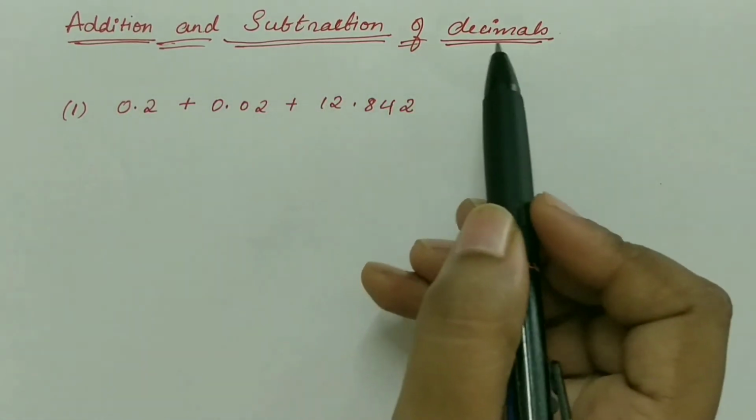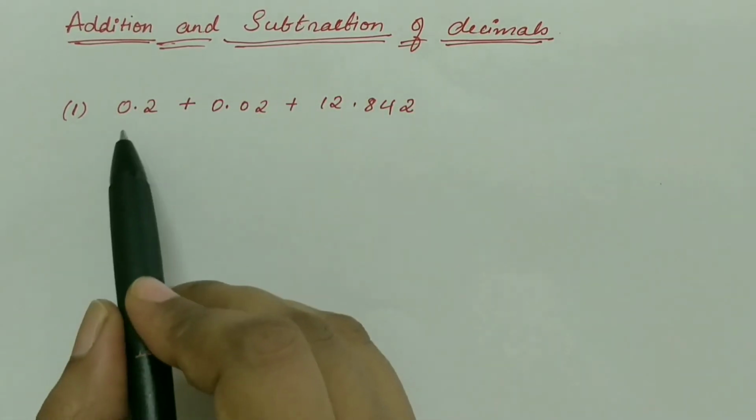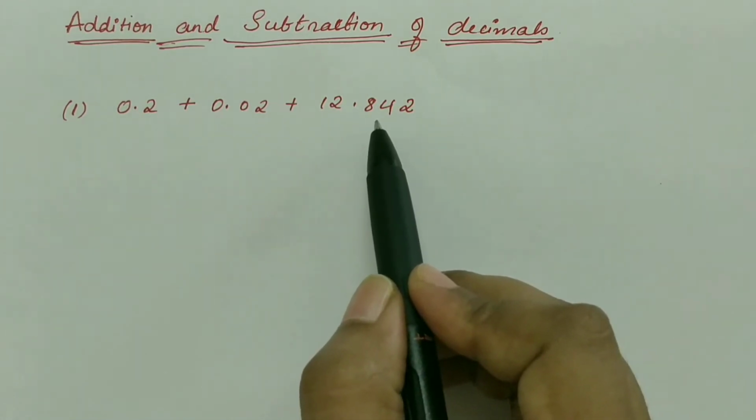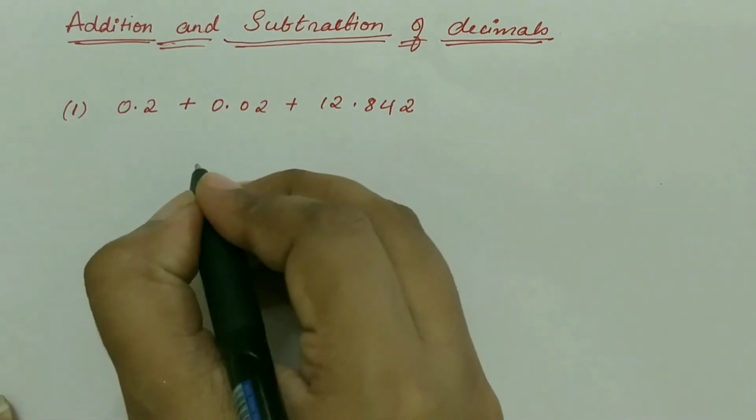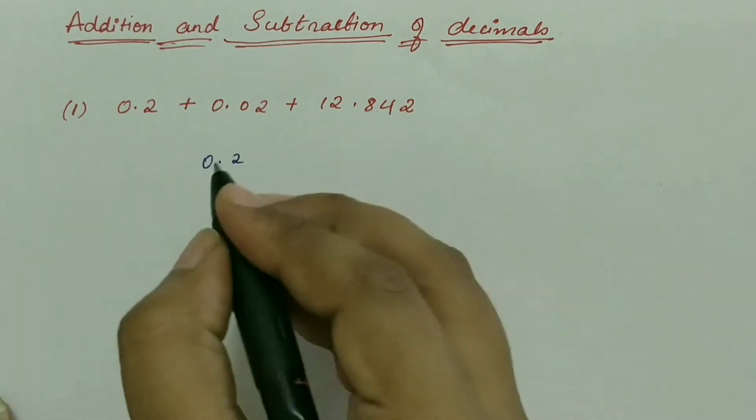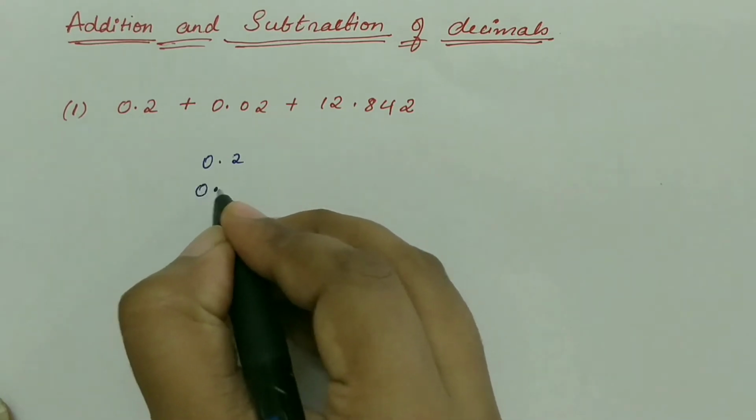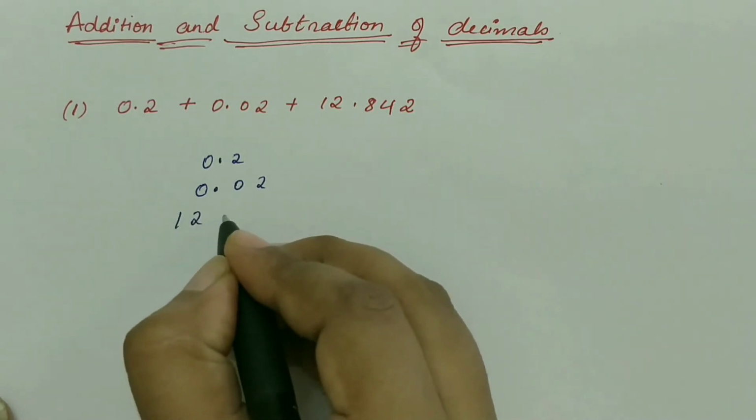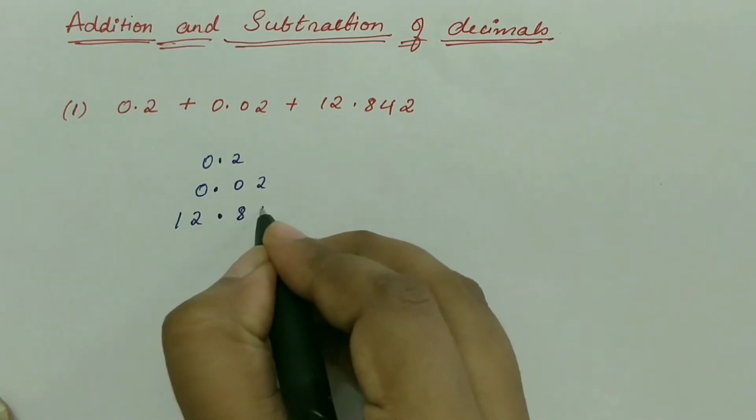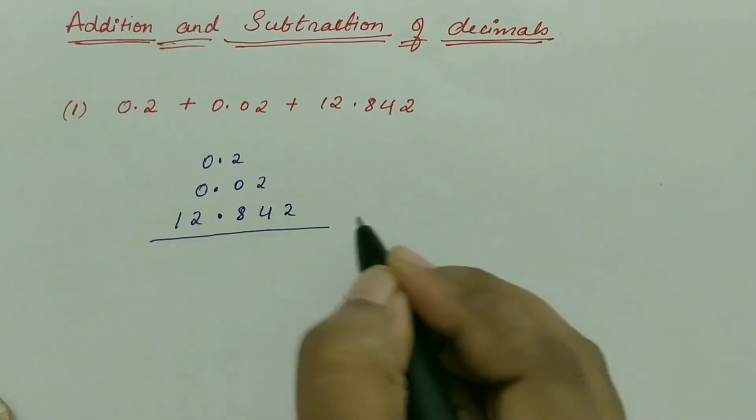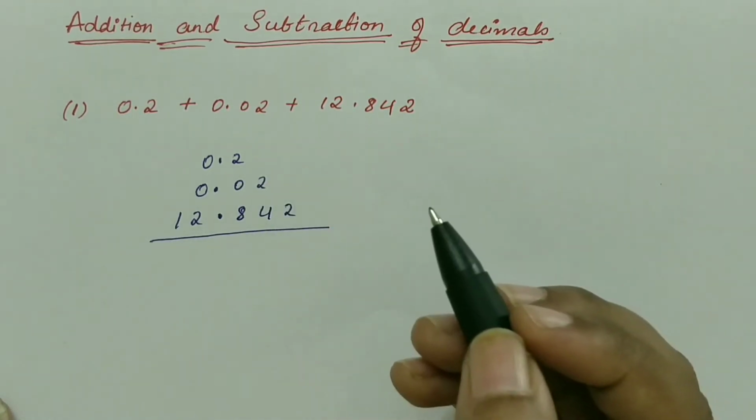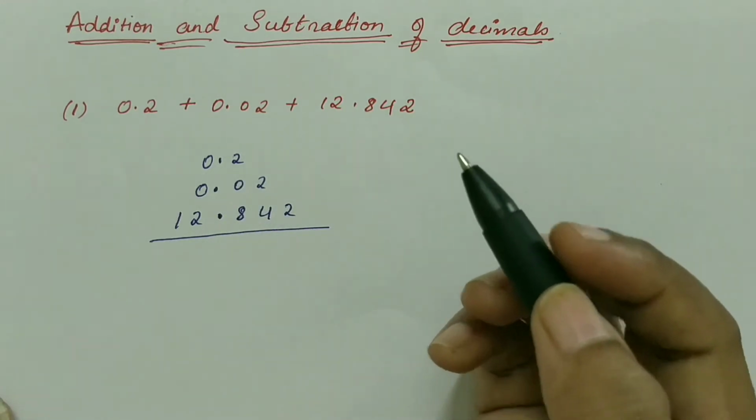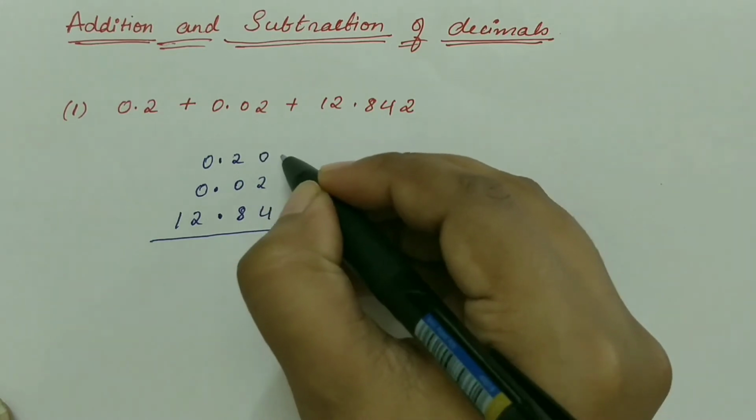Addition and subtraction of decimals. In this first one, 0.2 plus 0.02 plus 12.842. Write the decimals in such a way that all the decimal points fall in the same vertical line. And now make them like decimals.